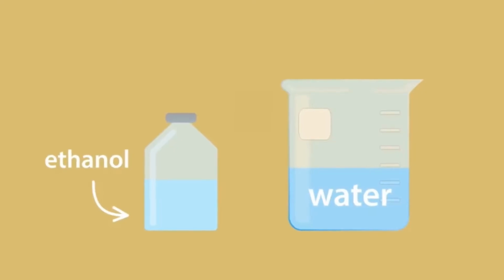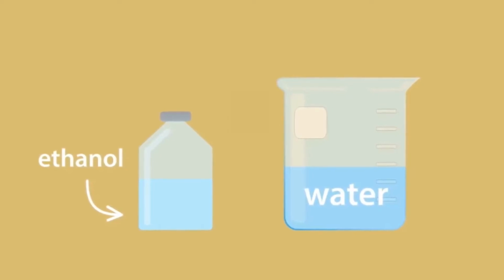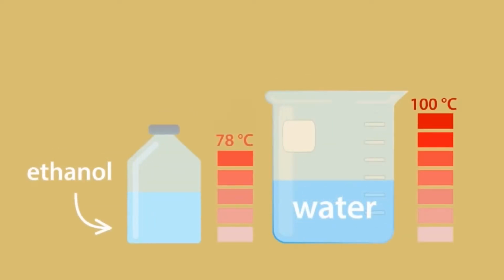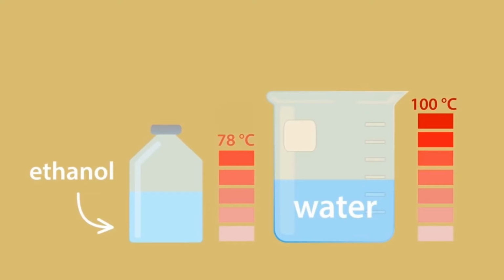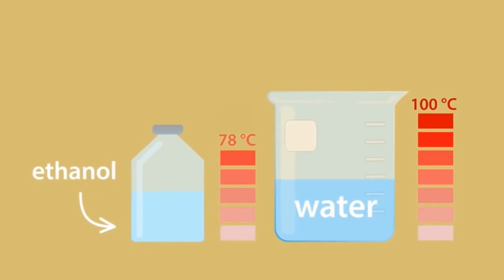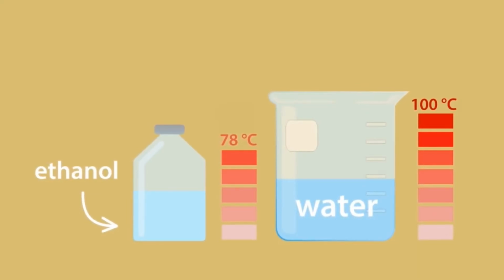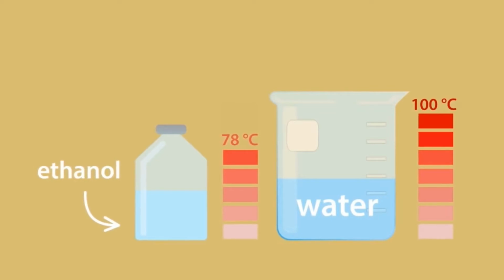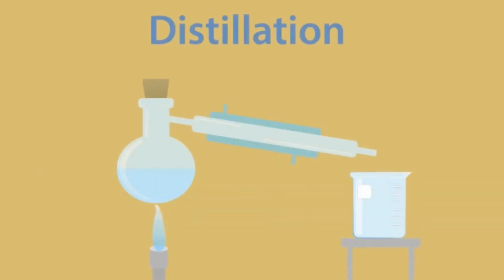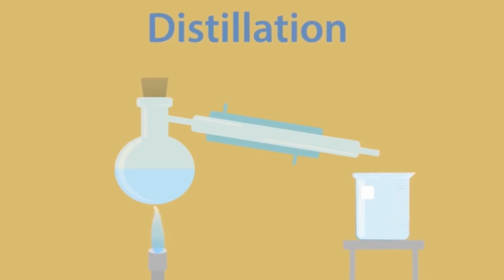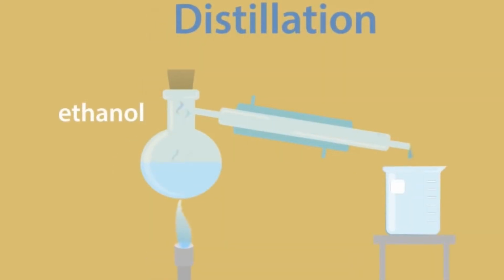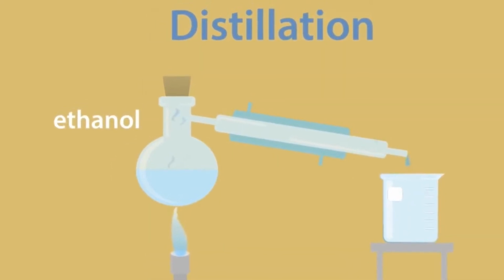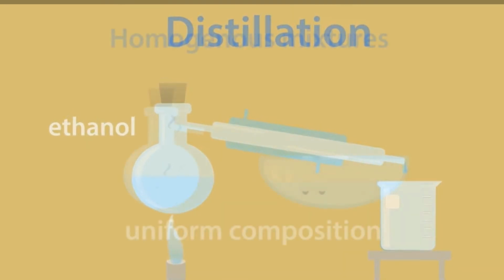To separate ethanol from water, we must take into account the fact that these substances have very different boiling points. Water boils at 100 degrees Celsius, whereas ethanol boils at 78 degrees Celsius. This mixture can be separated by simple distillation. The lower boiling point component, in our case ethanol, will evaporate first. The ethanol vapor condenses as it passes through the condenser, and the distilled ethanol can then be collected.